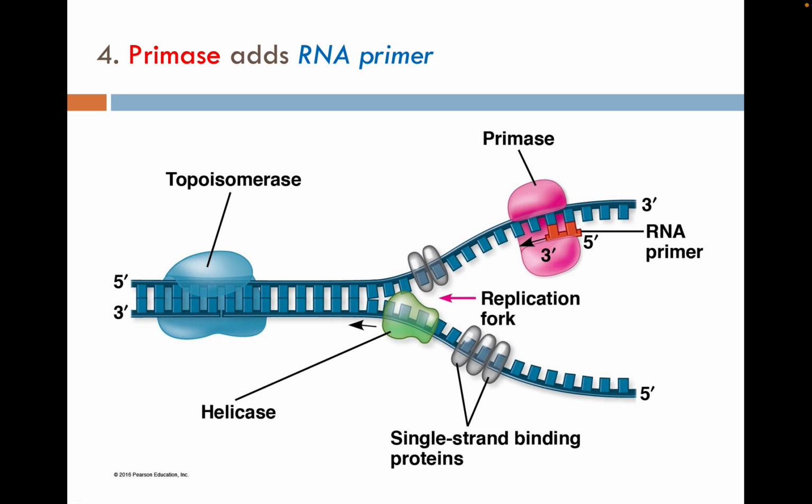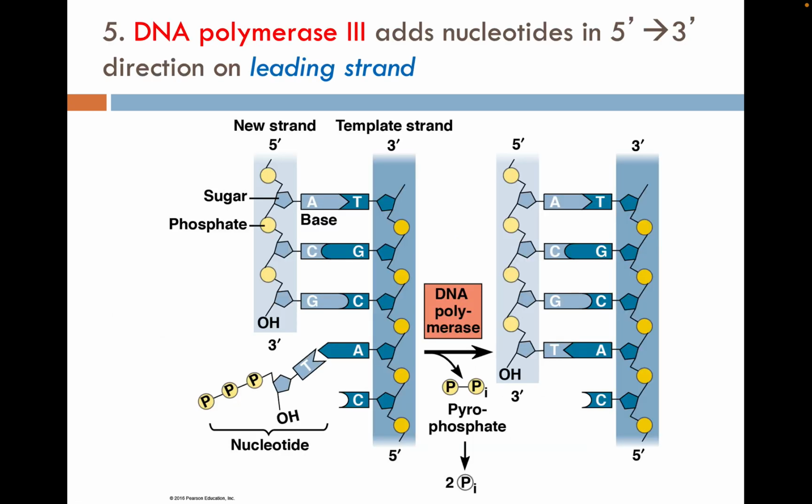All right, next up, primase adds an RNA primer. Here's the pink primase, and these little red nucleotides here are the RNA primer. DNA polymerase 3 adds nucleotides in a 5' to 3' direction along the leading strand. So we have our template strand, and we're adding nucleotides 5' to 3'. You can see where each new one is coming on. A binds with T, C binds with G, A and T, and so on. We're building up the phosphate sugar backbone so we can add more nucleotide rungs to the ladder.